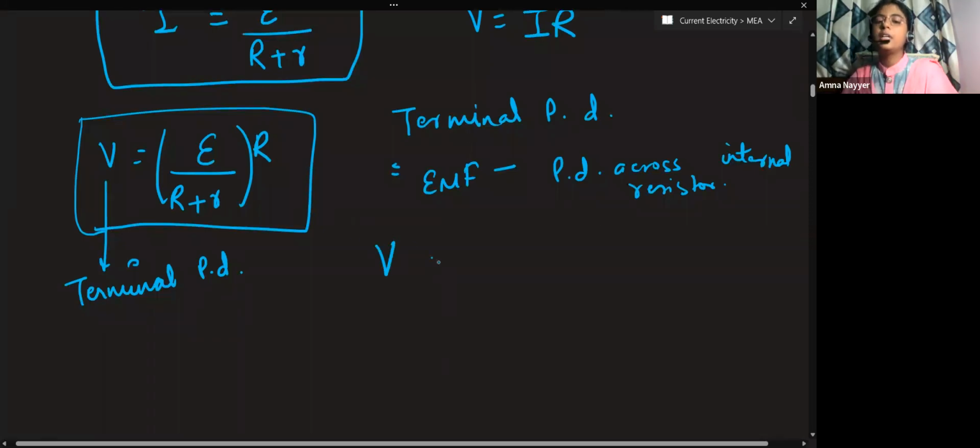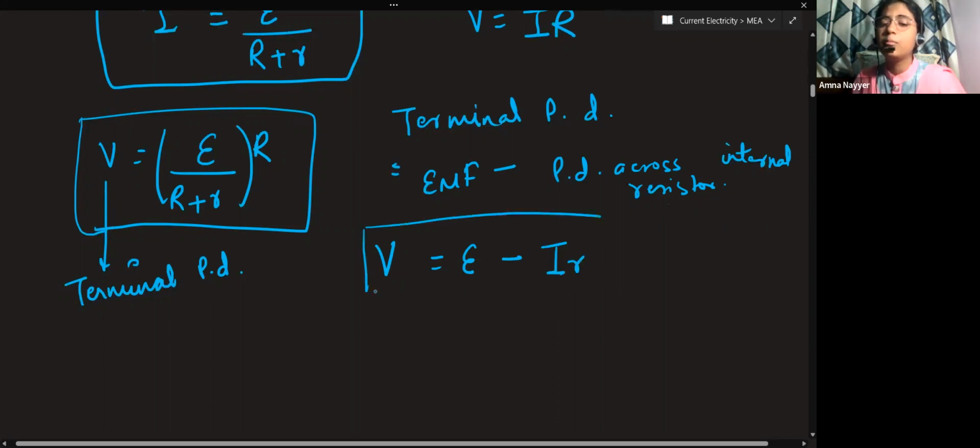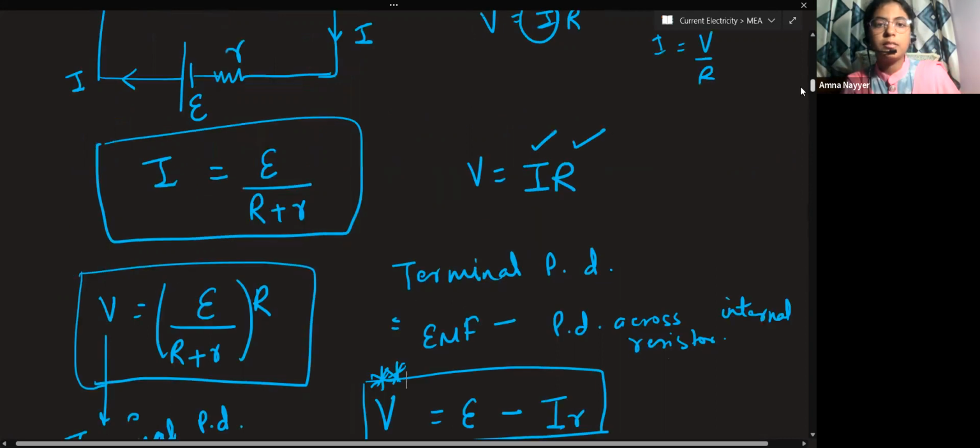So this is another formula for terminal potential. This is also valid. If it is coming, then you can use it, but most of the time, this formula gets used. EMF of the cell minus the potential difference across the internal resistor. Current I is flowing, resistance is r. This is a very, very, very important formula. V is equal to E minus Ir. So note down these points and I'll give you a question, try that question based on this.